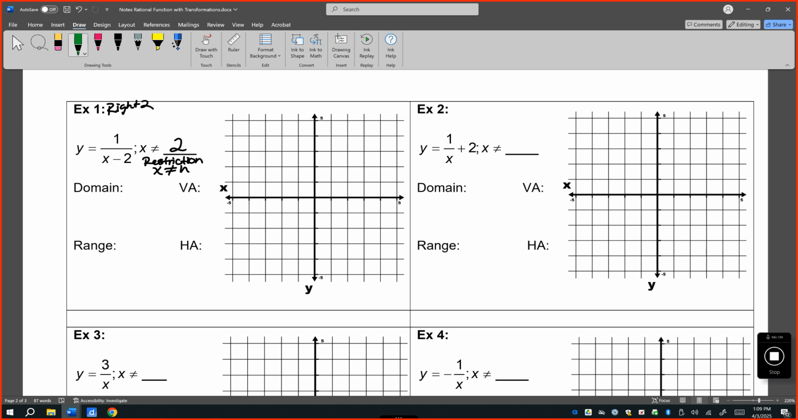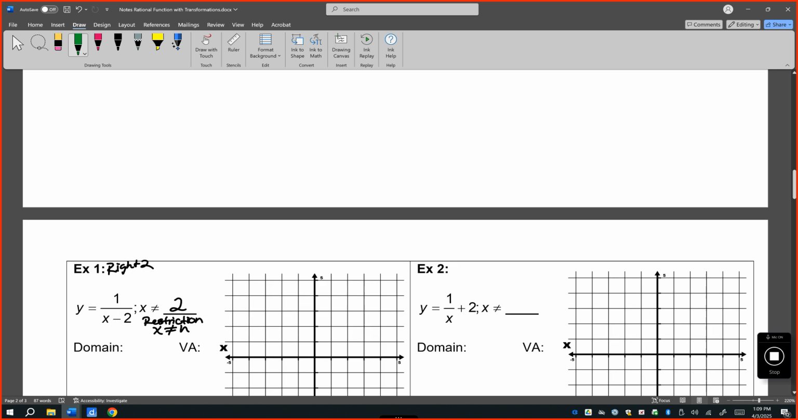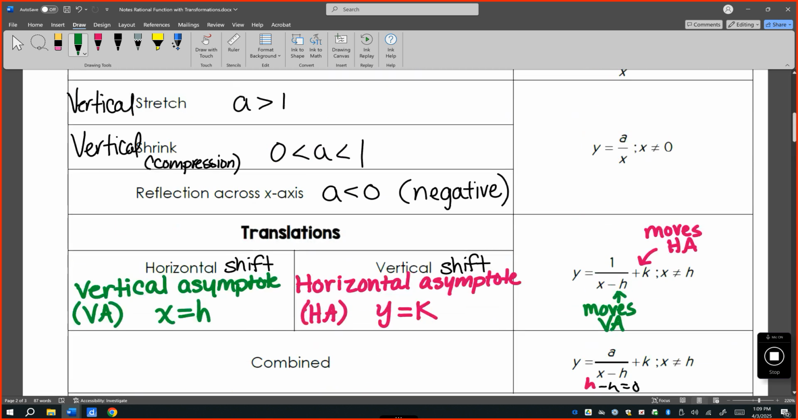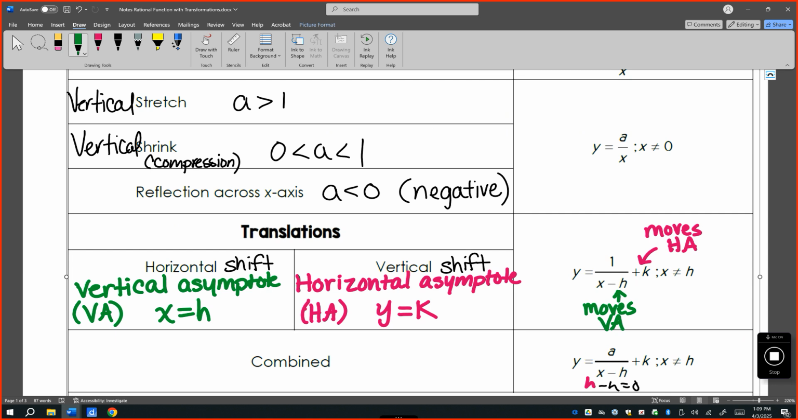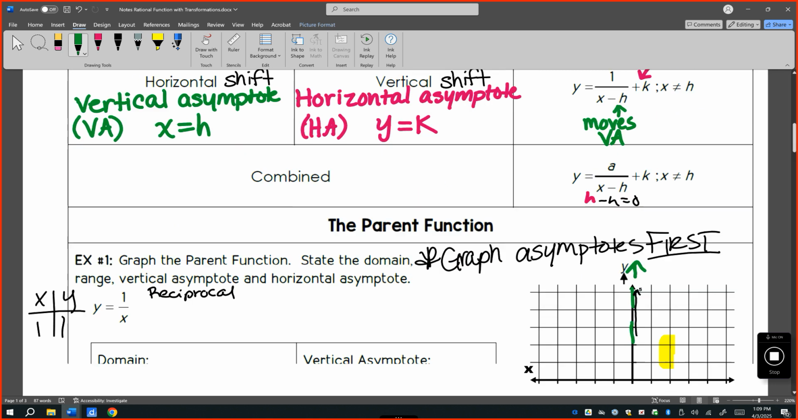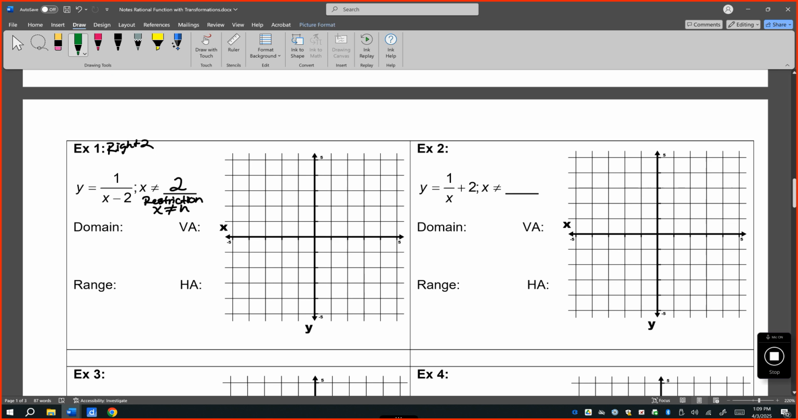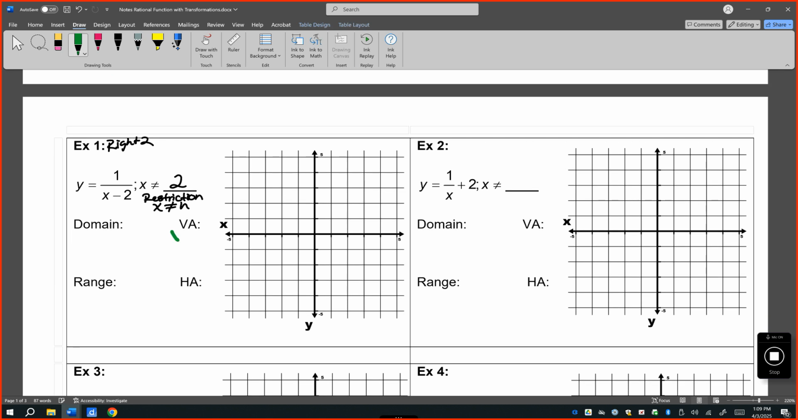Always, always, always do your asymptotes first. Okay? So remember, our VA, if I go back up here, where's my VA? My vertical asymptote is always going to be at x equals h. Cool. So I'm going to go down here. My vertical asymptote is at x equals h. And we already been through our h is 2. So our asymptote is at x equals 2. So we graph that. That's our vertical asymptote.